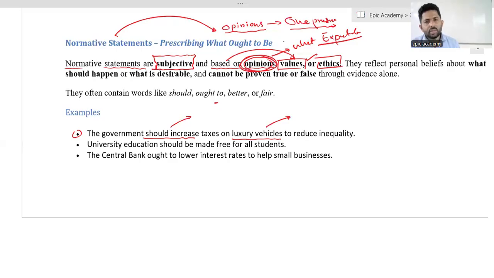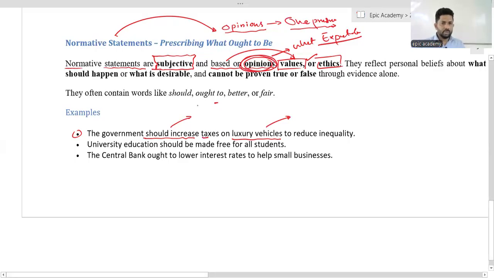You cannot prove true or false by using evidence in the society. Normative statements often contain words like should, ought to be, better, or fair. Especially this word should. Include that word in the statement of normative. You can see that.